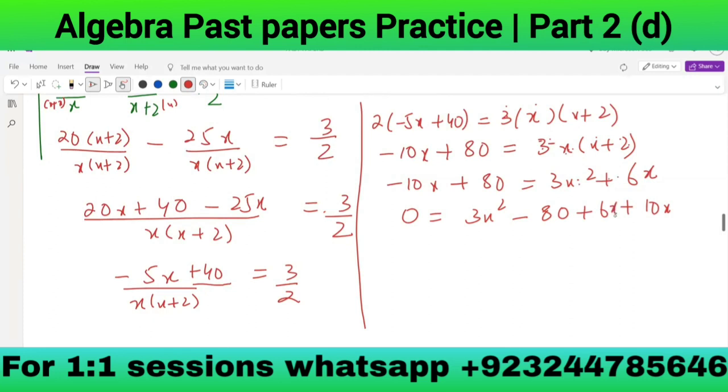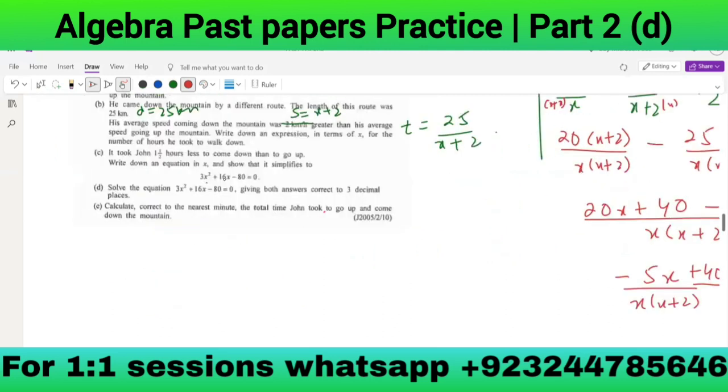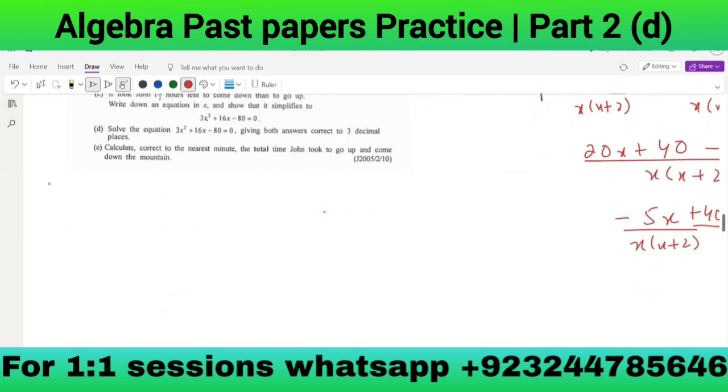And we need to simplify this expression to get which expression? Anyways, 0 is equal to 3x squared plus 16x minus 80. Okay, let's check now. 3x squared plus 16x minus 80 is equal to 0. So we got the equation. Now solve the equation to write the answers in decimal places. So now we are going to solve it.